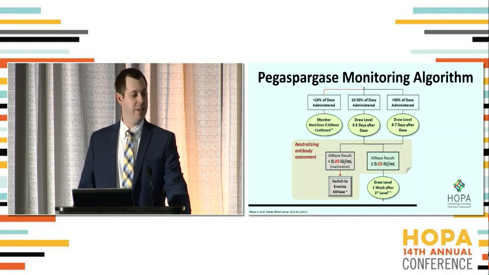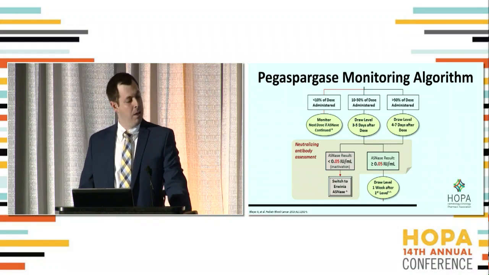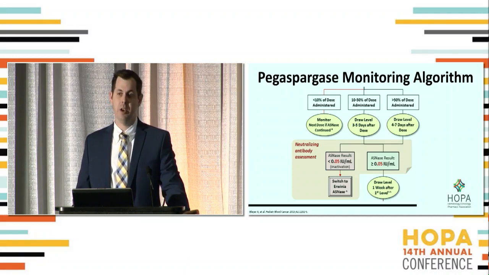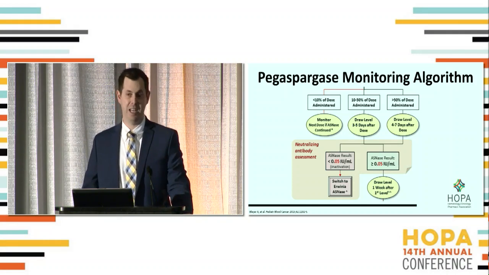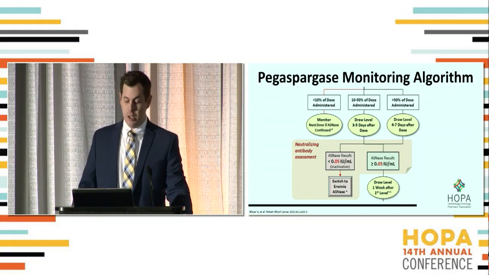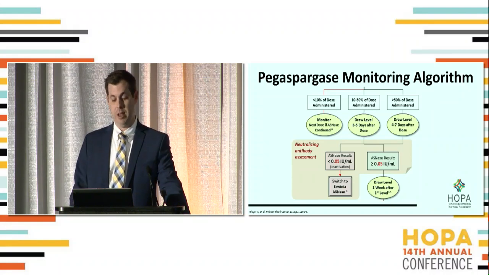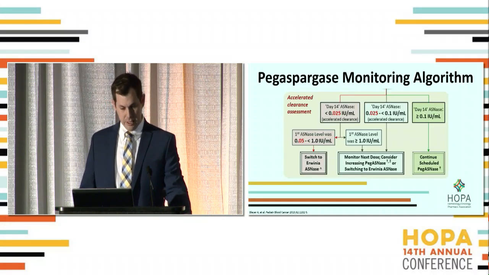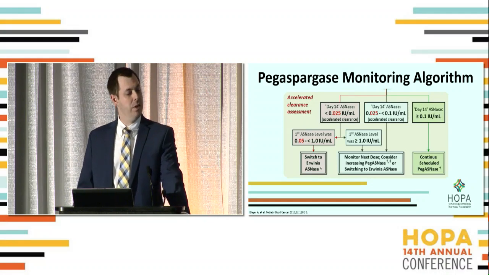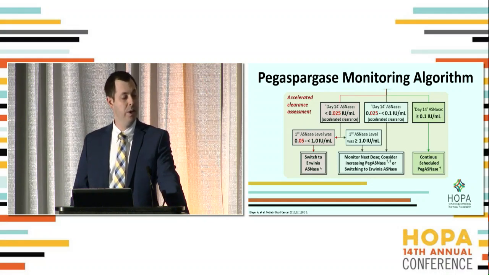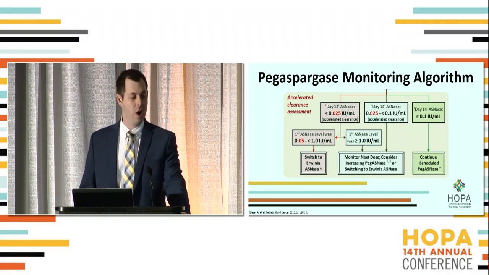And it was initially recommended that you would draw asparaginase activity levels 4 to 7 days after that dose. And if your level was less than 0.05, it was recommended to switch to Erwinia asparaginase because that was insinuating that you had a neutralizing antibody and you had silent inactivation. On the right-hand side, if your level was greater than 0.05, you continued on and drew another level in a week. Again, going back to the left-hand side in the pink, if your level at day 14 was less than 0.025, again, recommendations to switch to Erwinia asparaginase because you're not meeting your targets.